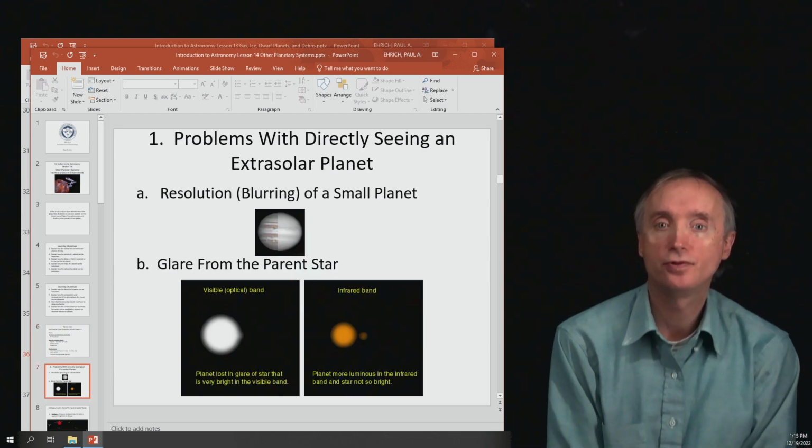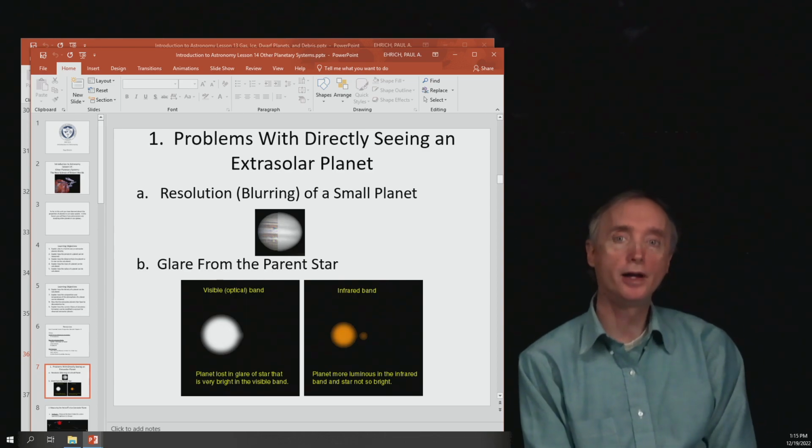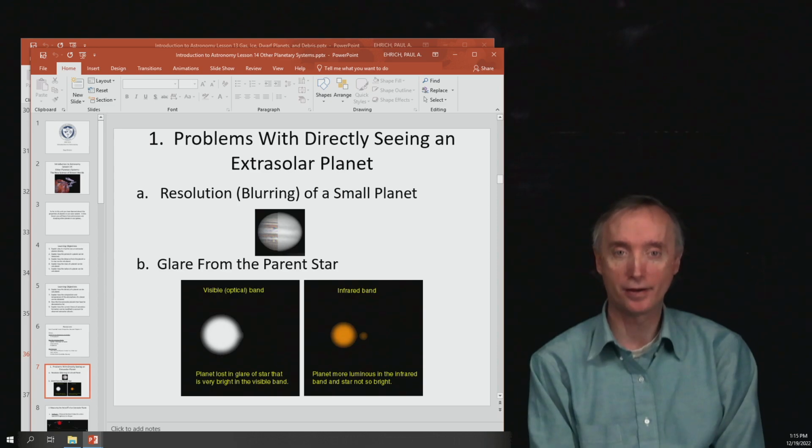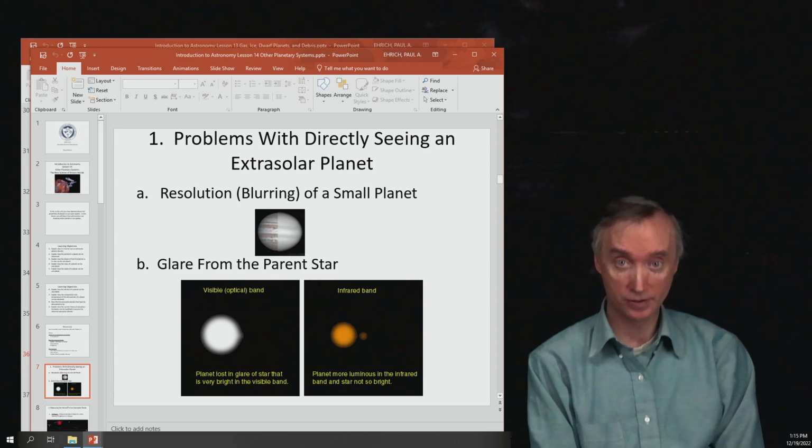So I want you to be able to tell me, why is it hard to see a planet? There's two reasons. One is because of diffraction effects, which makes it look blurry. And two, it's just so close to its parent star that the parent star gives off too much light and then you can't see it.